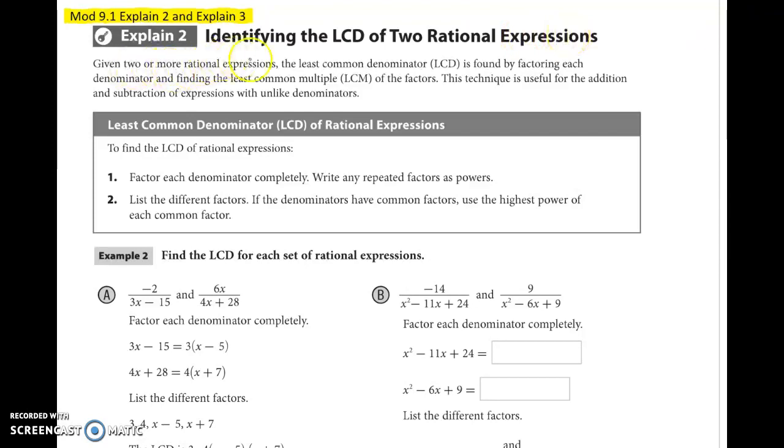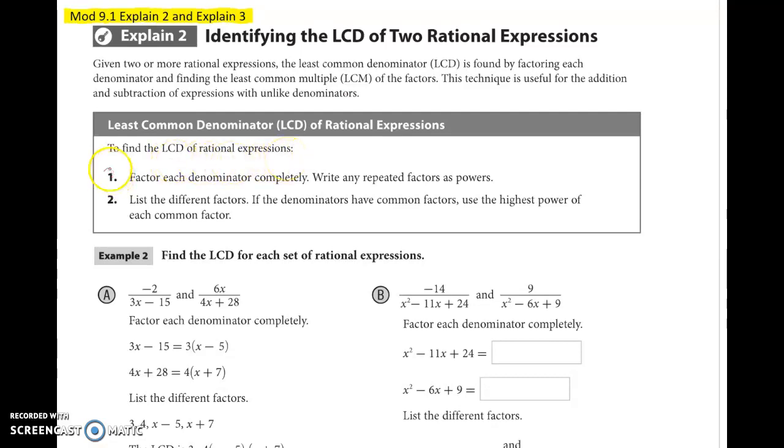Given two or more rational expressions, the least common denominator, or the LCD, is found by factoring each denominator and finding the least common multiple of the factors. This technique is useful for the addition and subtraction of expressions with unlike denominators. So the steps that the book outlines for us is to find the LCD of a rational expression.